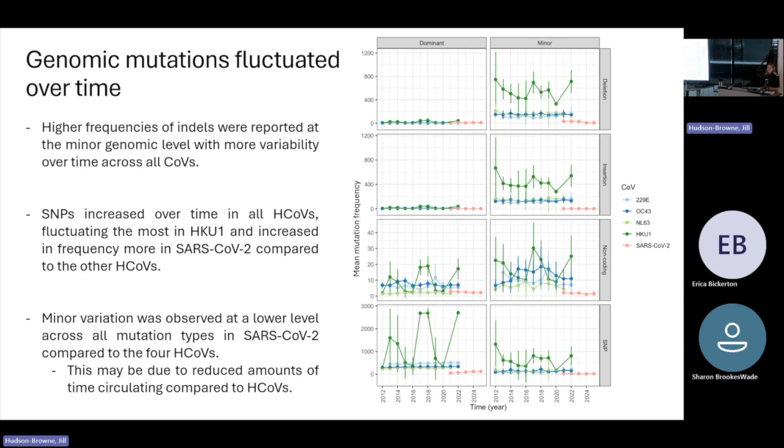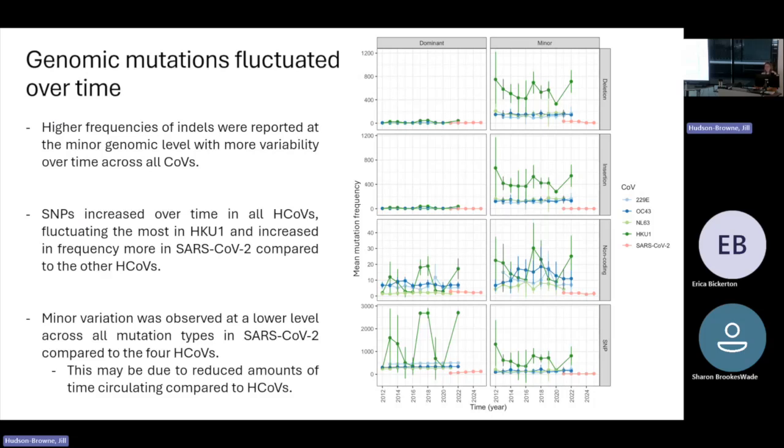One of the main takeaways here is that insertions and deletions are kind of static across the 10 years. They don't really change as much, especially in the minor variation, where there's a bit more fluctuation. When we looked at single nucleotide polymorphisms, we found that in general they increase over the 10-year period. And in dark green here, we've got HKU1, which fluctuates a lot more, which again, we're putting down to there being 3 different genotypes. What this doesn't show or take into consideration is recombination, of which the analysis is ongoing.